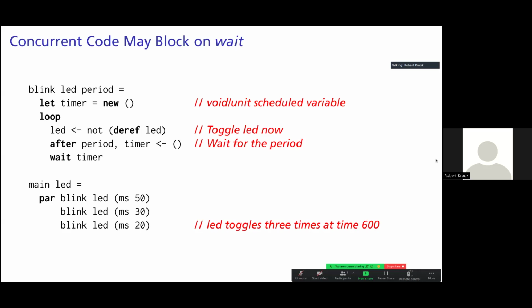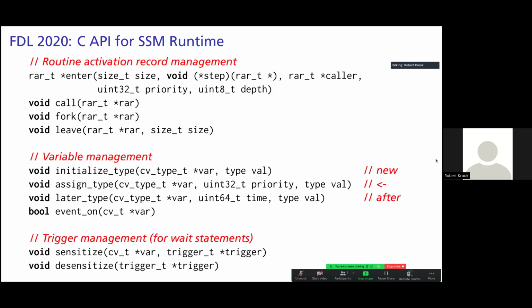But then you also have to store all your local variables somewhere else. And so that's what all this stuff is about. You have to have explicit enter and so forth. Here's some stuff about the variable management. These are the things that are scheduled in the future. These triggers are the things that you use for the wait statements. They're the things that tell it to wake that up.